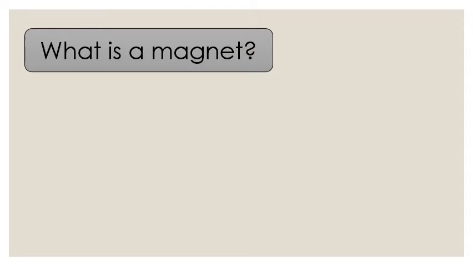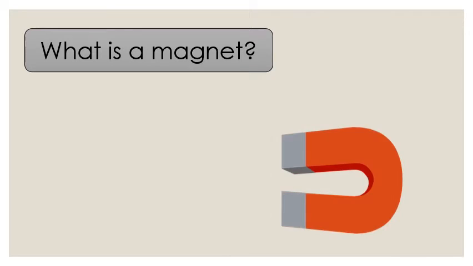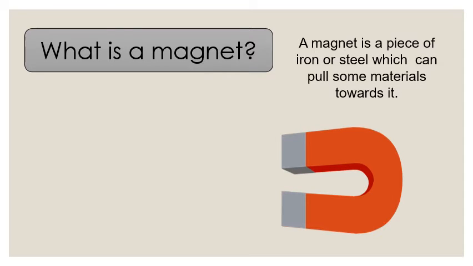Before we can answer this question, we need to know what is a magnet. A magnet is a piece of iron or steel which can pull some materials towards it. When a magnet picks something up, we say it attracts it.